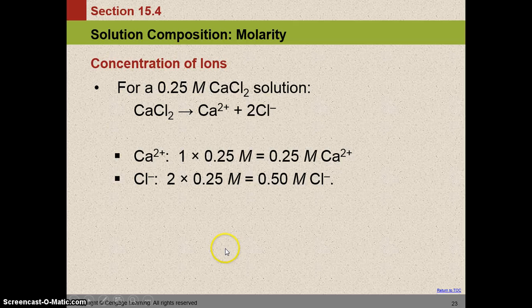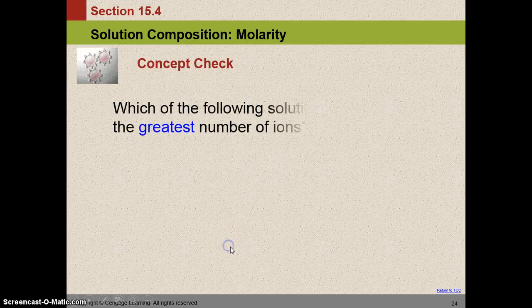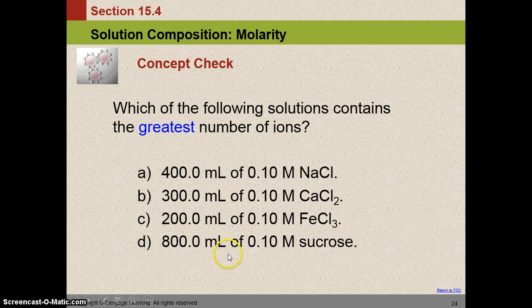It's similar to what we covered when we talked about moles of substances as well. Which of the following solutions contains the greatest number of ions? 400 milliliters of a 0.1 molar sodium chloride solution, 300 milliliters of a 0.1 molar calcium chloride solution, 200 milliliters of a 0.1 molar iron 3 chloride solution, and 800 milliliters of a 0.1 molar sucrose solution. Now we know that it's not going to be the sucrose, because sucrose is a compound that's covalently bonded, so it doesn't form ions. It has molecules instead.